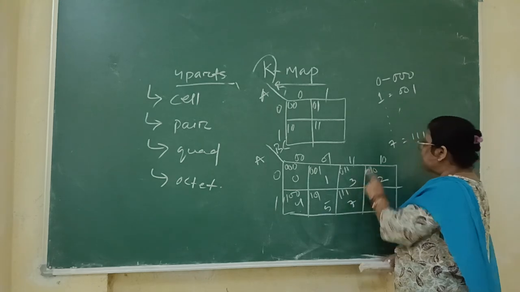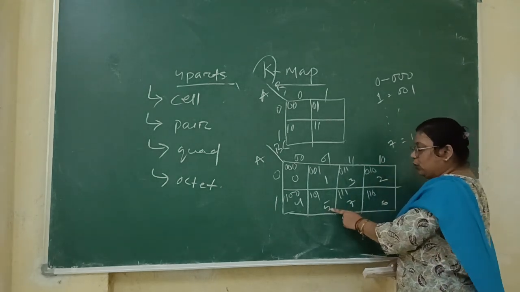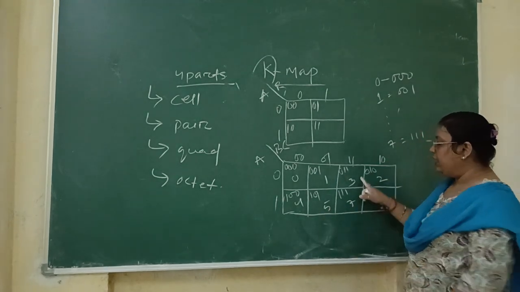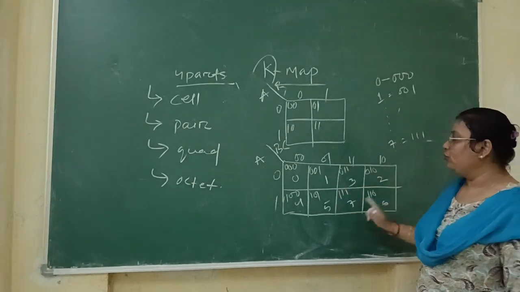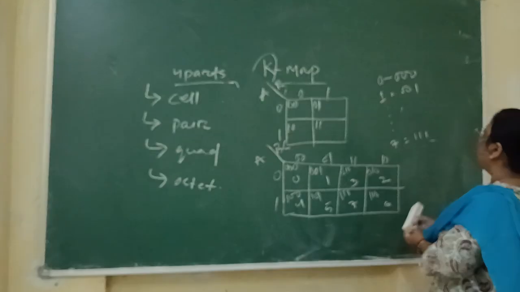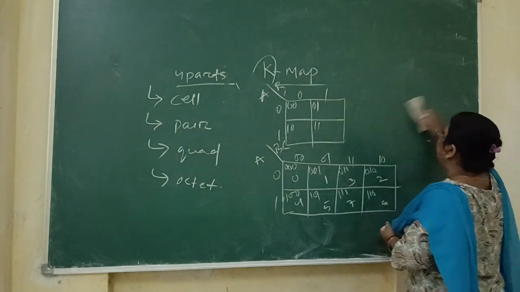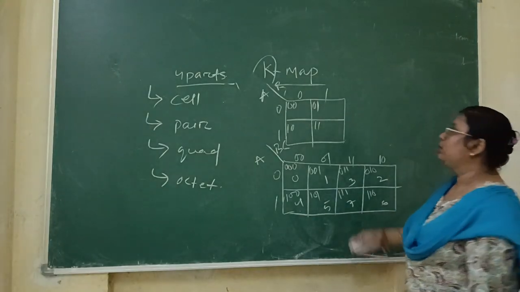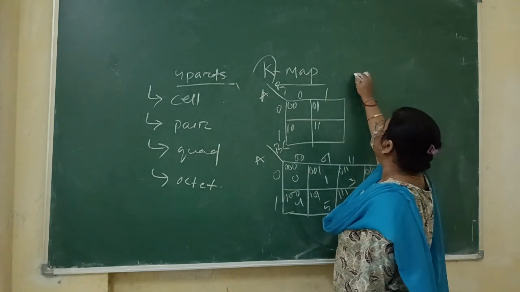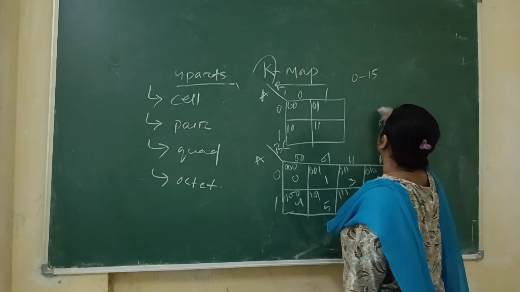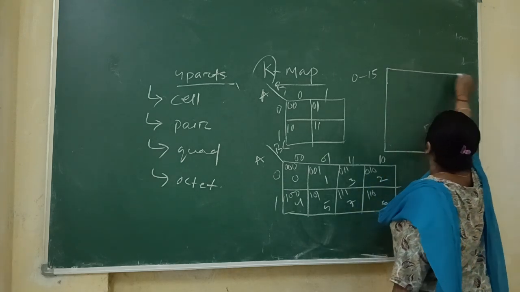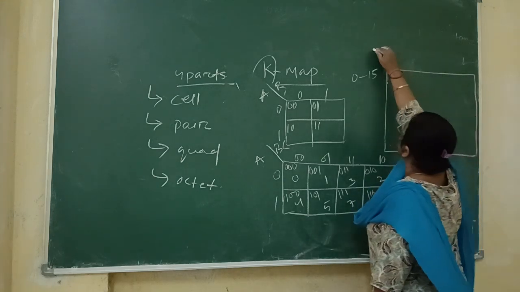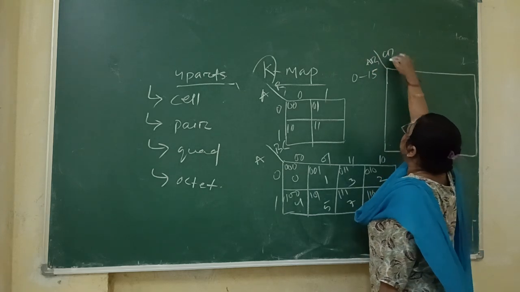Similarly, 111 stands for 7. That comes between 5 and 6. So 3 and 7 come between 1 and 2, and 5 and 6. This is the reason behind this. Now come to the 4 variable K-map. In 4 variables, we are using the decimal values 0 to 15. So now the 4 variables are A, B, C, D.